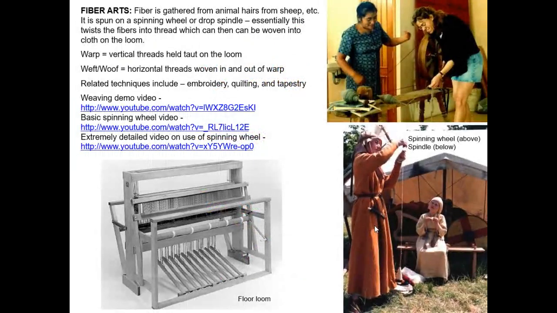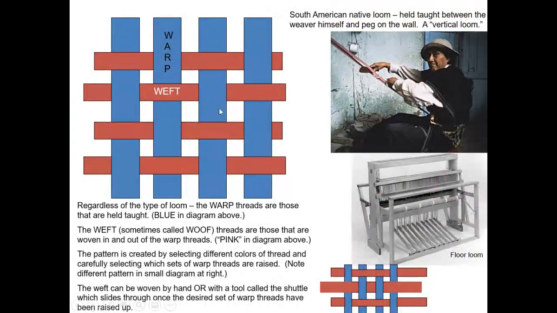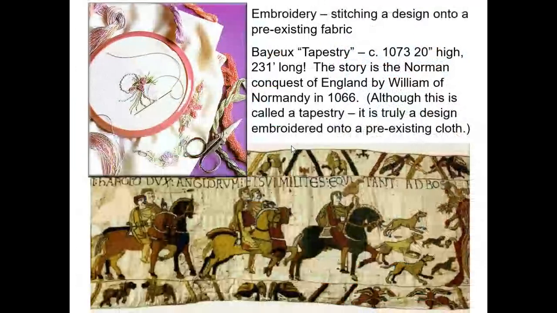We also looked at the fiber arts. We looked at taking either plant or animal fibers, hair or plant fibers, spinning those fibers together to make thread, and then threading a loom to create weaving, to weave cloth. When we're weaving, the threads that are held tight are known as the warp threads. The threads that we weave in and out to create the pattern of the fabric are known as the weft threads. So warp are the ones that are taut.